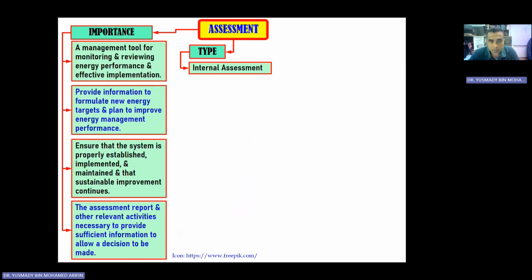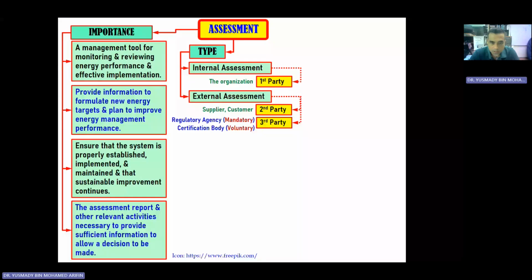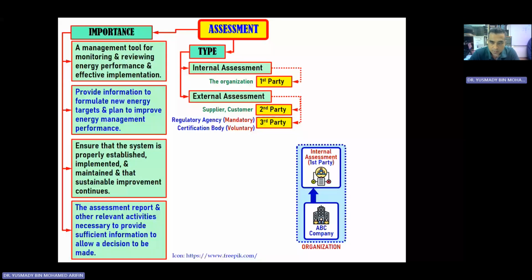So, types of assessment. We have internal assessment conducted by the first party, which refers to the organization. The external assessment has two types. First, conducted by the second party, such as supplier and customer. The third party, conducted by regulatory agency, which is mandatory, and by the certification body, which is voluntary.